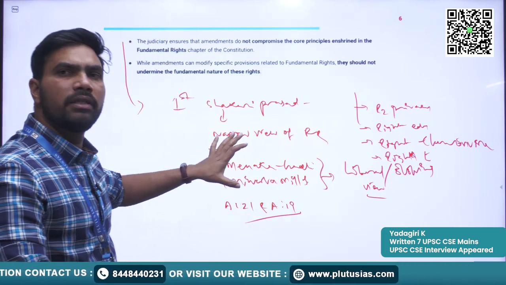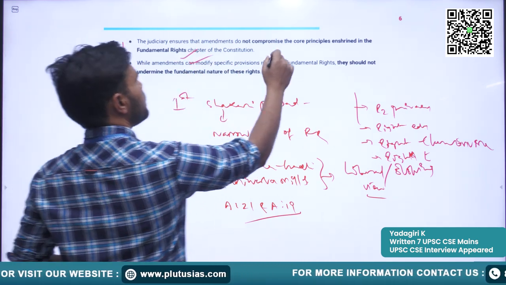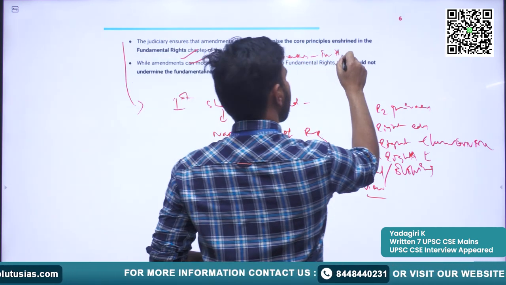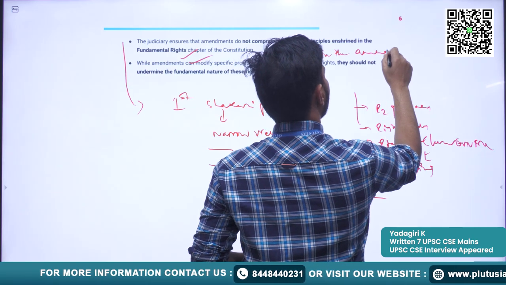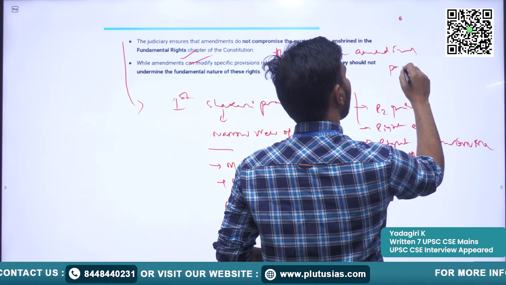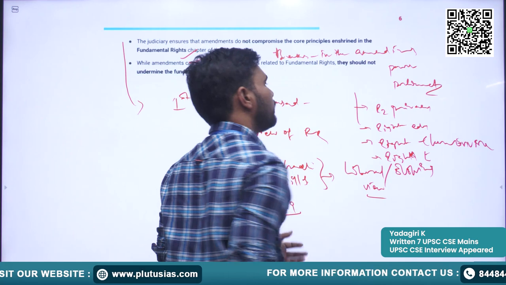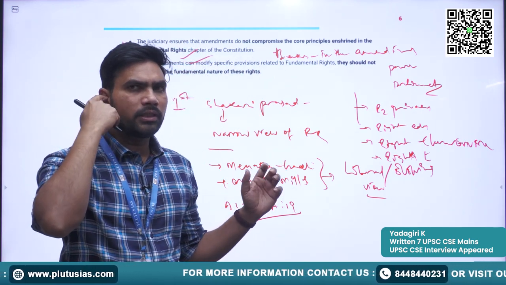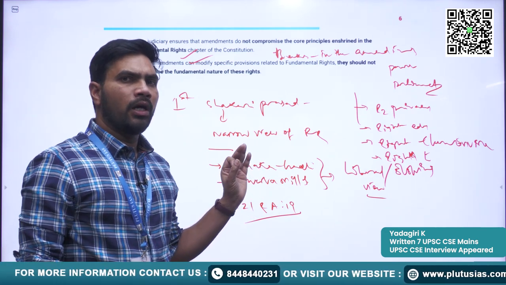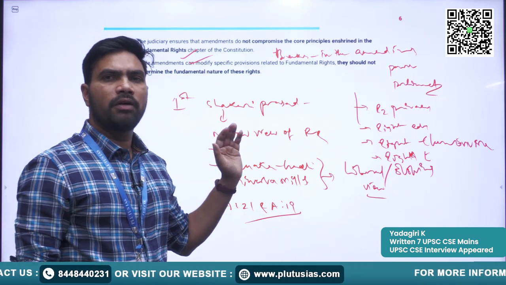So because of this evolving nature of the fundamental rights also, they kind of acted as brakes on the amending power of the parliament. Right. So basically, try to remember these three limitations. One is basic structure doctrine. Second is judicial review power of the judiciary, Supreme Court and High Courts. And the third one is evolving nature of the fundamental rights.